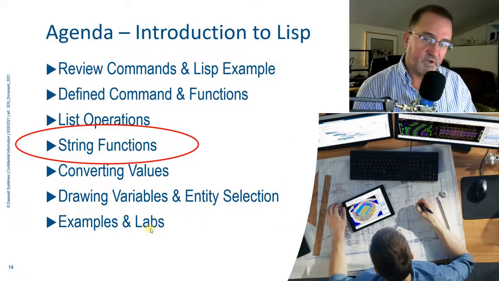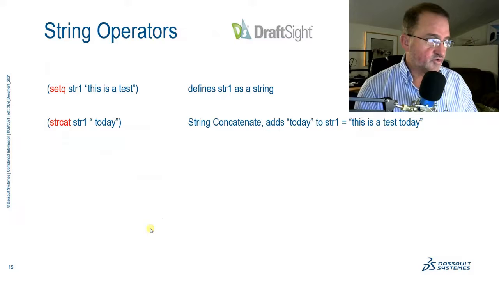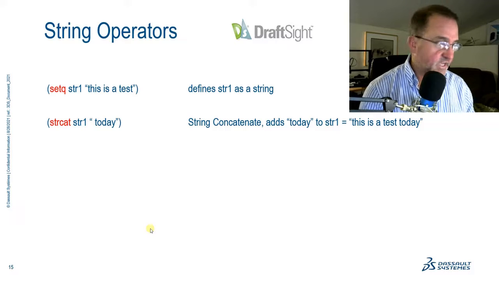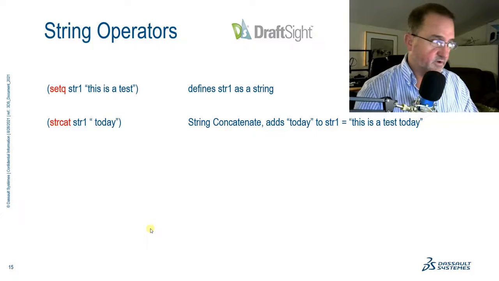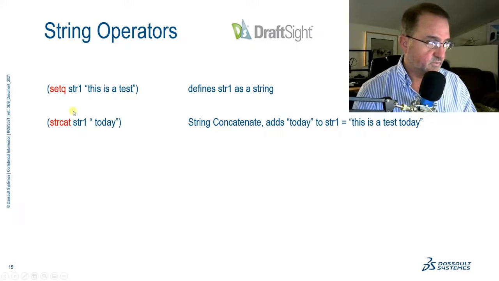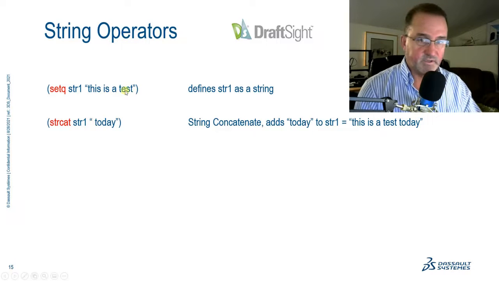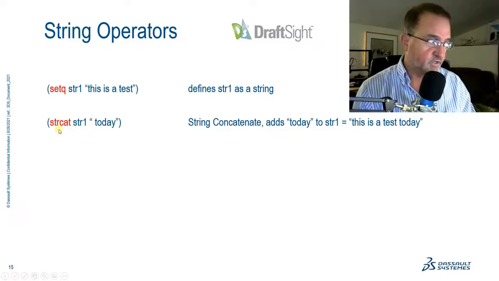So let's talk about strings. Strings are textual values that we can associate to a variable. So in this case, and I showed this last time, we can set a variable like str1 to either a sentence or to a single word. And then we use this function called stringcat, which concatenates 2 strings or puts 2 strings together.